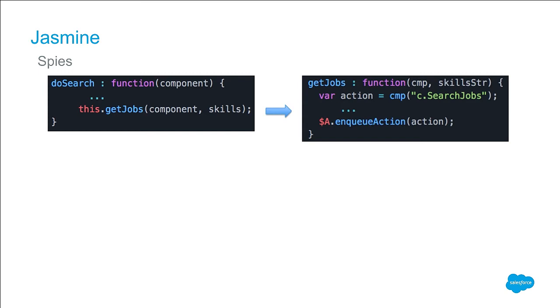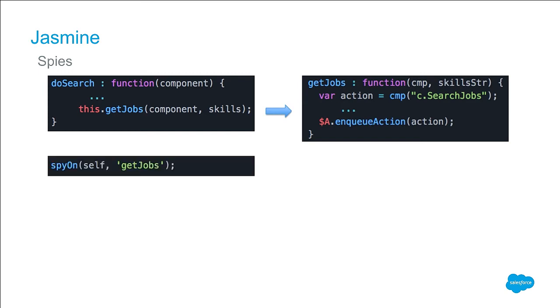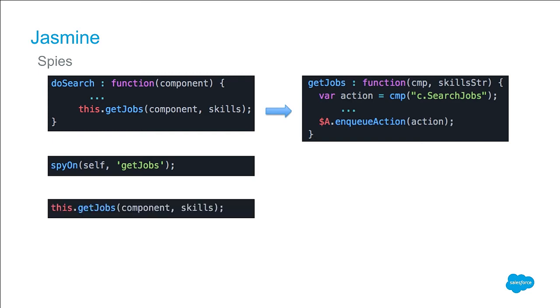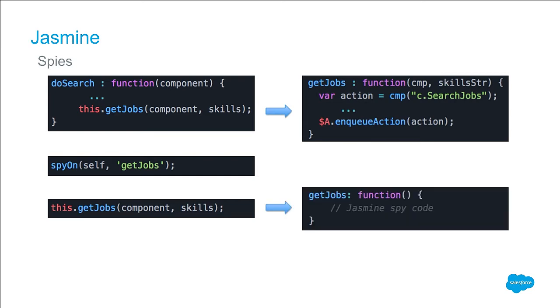And that's an example of something I don't necessarily want to happen. I don't want to make server-side calls if I can get away with it. So what I then do is I tell Jasmine to spy on the getJobs. What that means is that next time I execute this.getJobs, rather than hitting the function on the top right, I actually hit this new Jasmine spy code that's been put in place and has replaced my function. And that will just record information about how it was called.